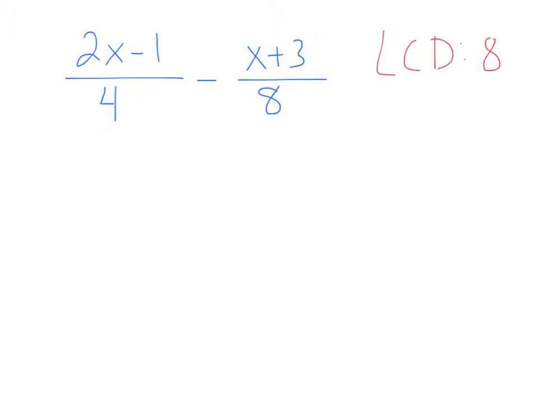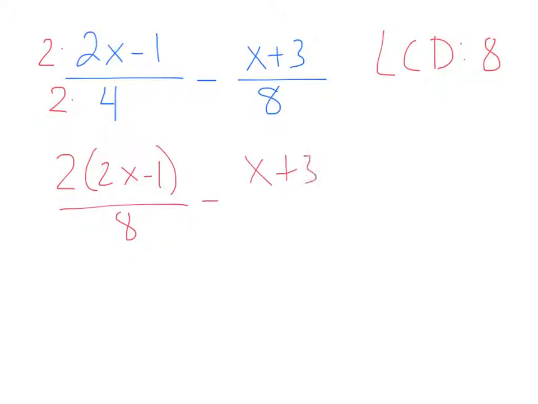Well, how do I get this 4 in the denominator to be 8? Well, I'd have to multiply by 2, and if I multiply by 2 in the denominator, I have to multiply by 2 in the numerator. So let's go ahead and set that up with the multiplication. We have 2 times 2x minus 1, and that's over 8. And we have minus x plus 3 over 8. I didn't have to do anything to the right-hand side because I already have my LCD of 8 there.